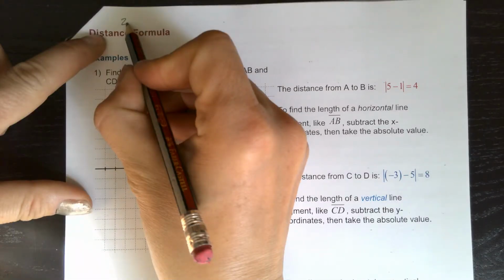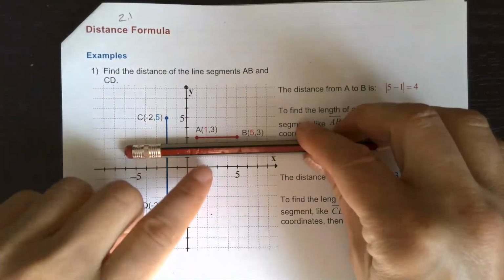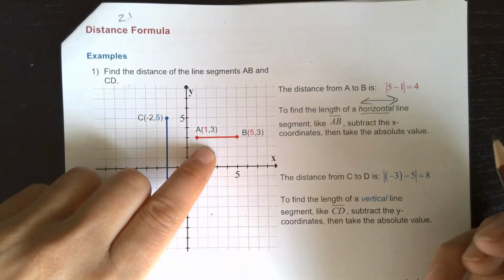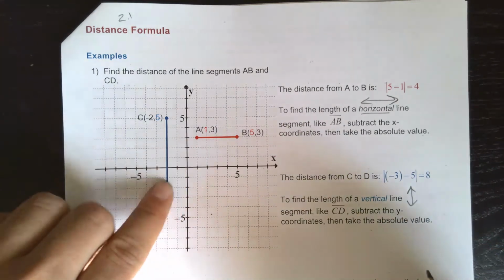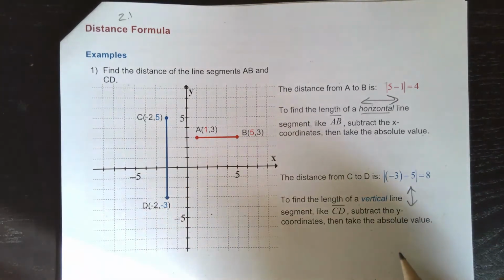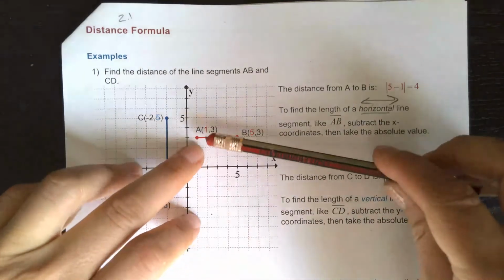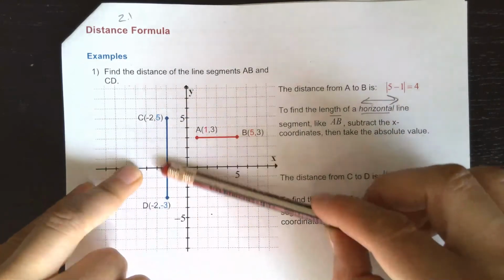We're doing the distance formula. So if I have a horizontal line, horizontal means this way, like the horizon, or I have a vertical line going up and down, it's very easy to find the distance, and you don't actually have to use a formula. So here, it says find the distance of the line segments AB and CD.